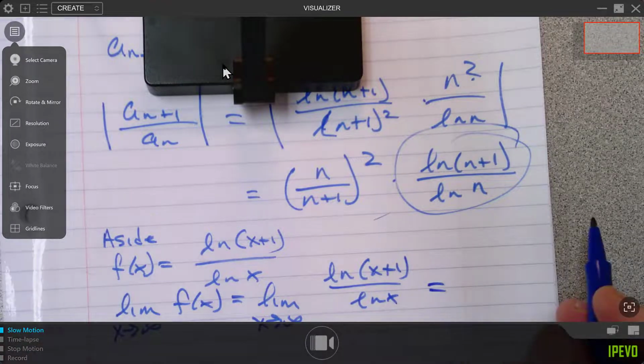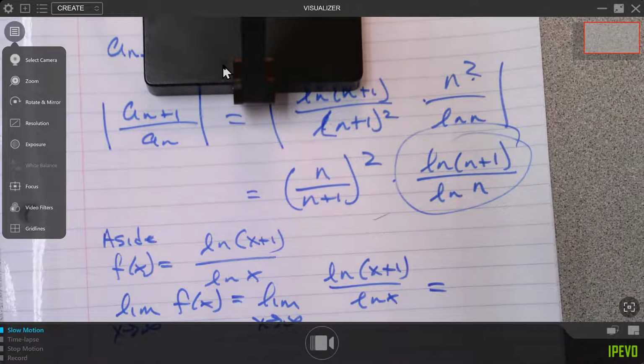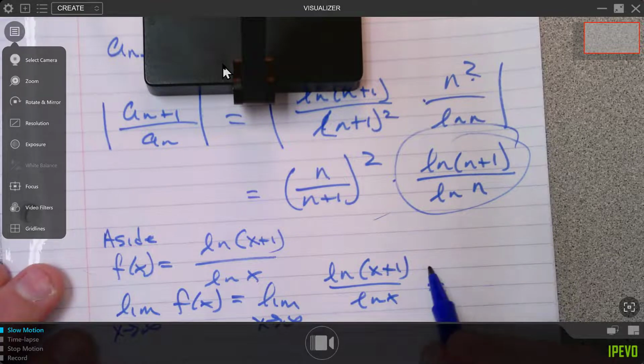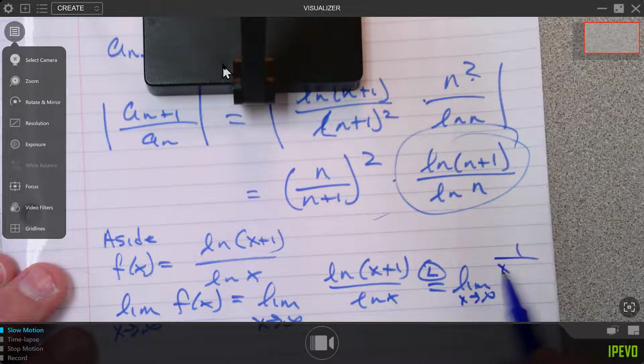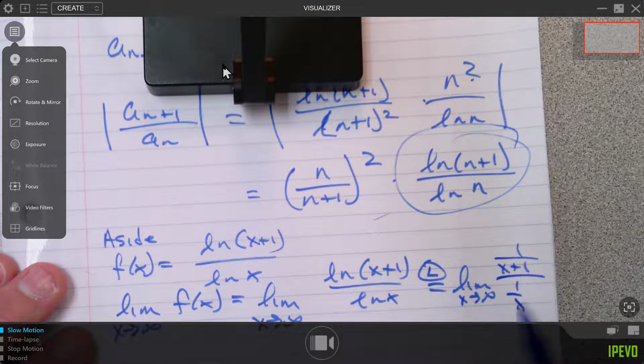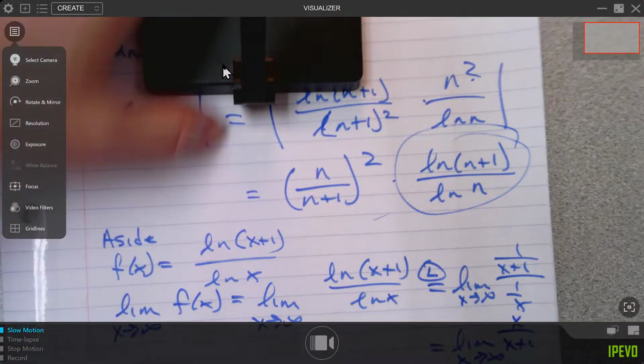Now, the limit of the numerator is growth without bound, infinity. The limit of the denominator is growth without bound. Both the numerator and the denominator are differentiable functions for all positives. The theorem of L'Hopital applies. The limit as x goes to infinity of 1 over x plus 1 divided by 1 over x. Well, that is the limit as x goes to infinity of x over x plus 1.